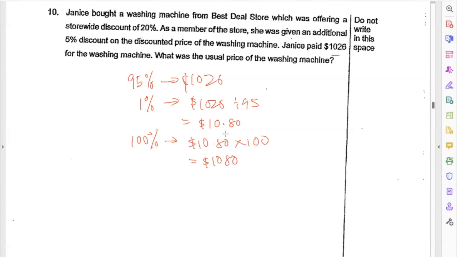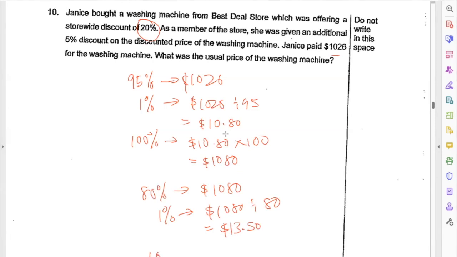All right. So what's the discount? The discount is 20%. So 1080 will be 80% of the original price. So original price is 100%, you give it the 20% discount, you are paying 1080. So 80% of the original price is 1080. So go for 1% again. 1080 divided by 80, you get 13.50.